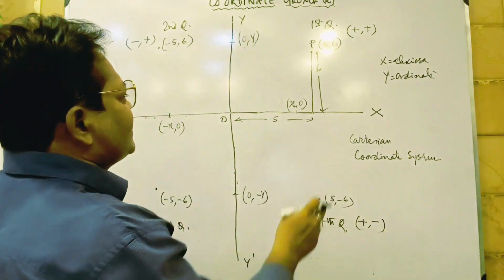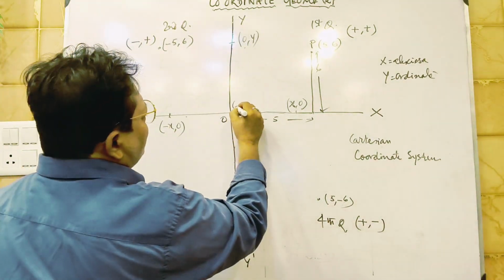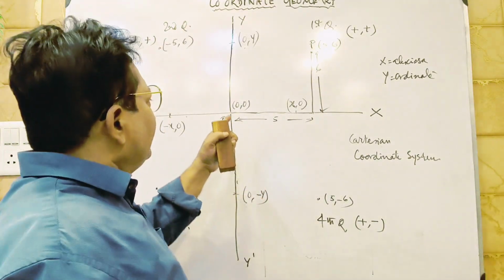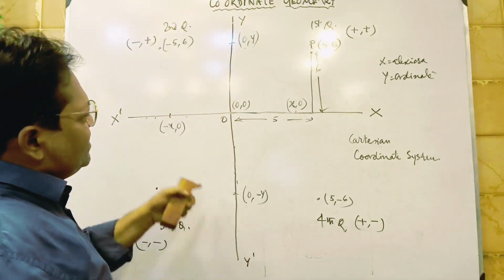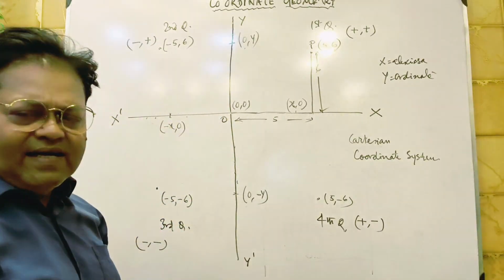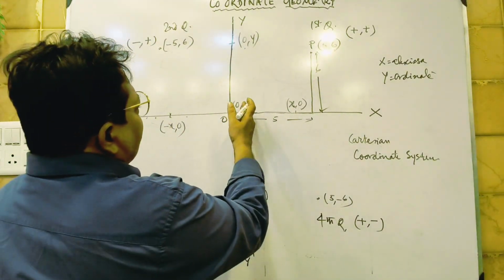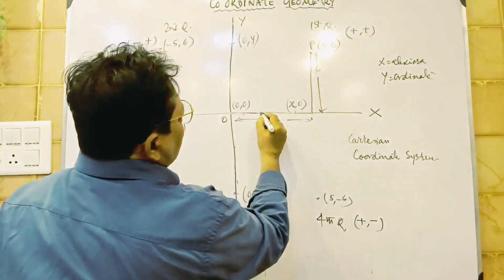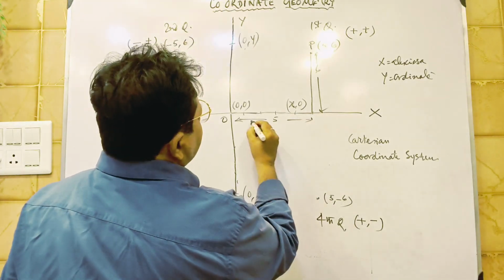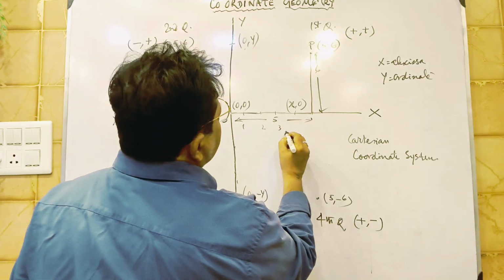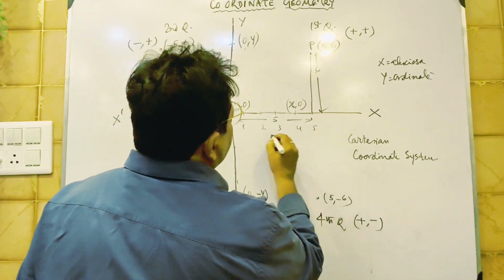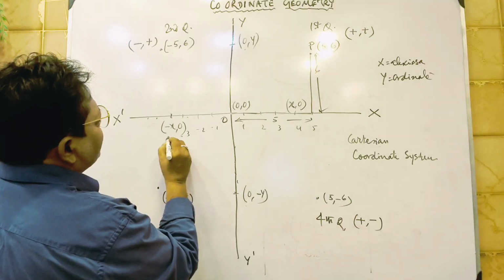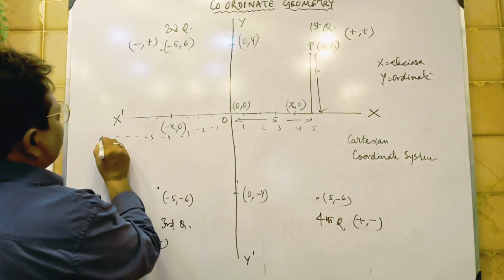There are two axes, the x-axis and y-axis, cutting at the point O, whose coordinate is 0, 0. It is called the origin. The x and y axes cut each other at right angles. Any point you measure from here as 1, 2, 3, 4, 5 in this way, and on the other side it is minus 1, minus 2, minus 3, minus 4, minus 5, in this way up to infinity.